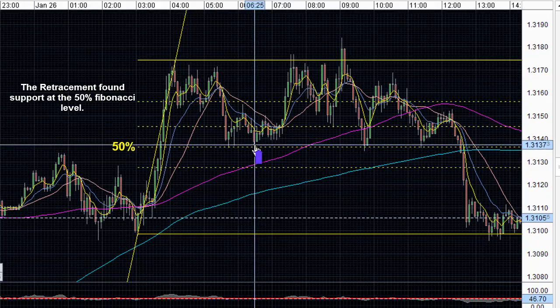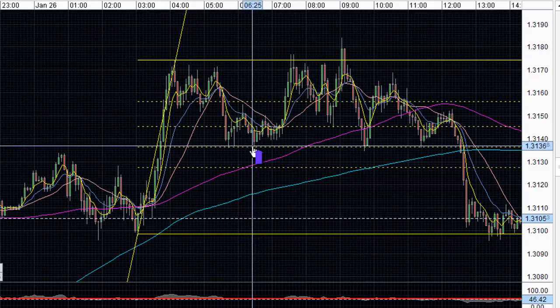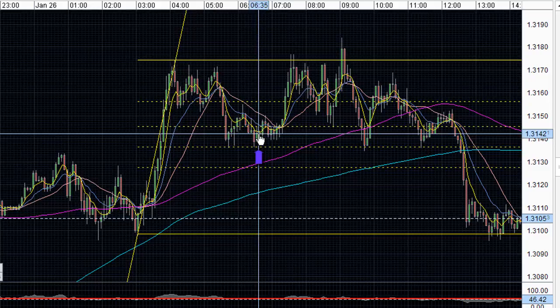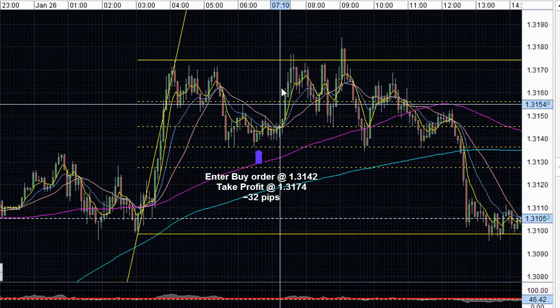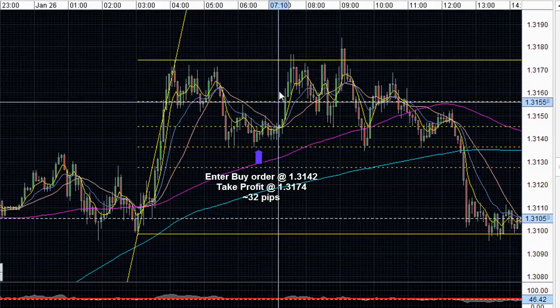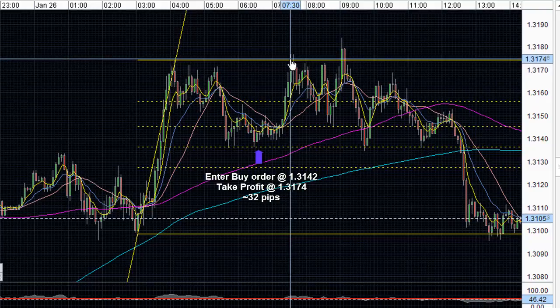Central Standard Time. And if you would have placed a long here, or if you would have bought the pair upon bullish confirmation and entered around 1.3140, you could have held onto the trade until it reached this resistance again at 1.3174 for about a 34 pip trade.